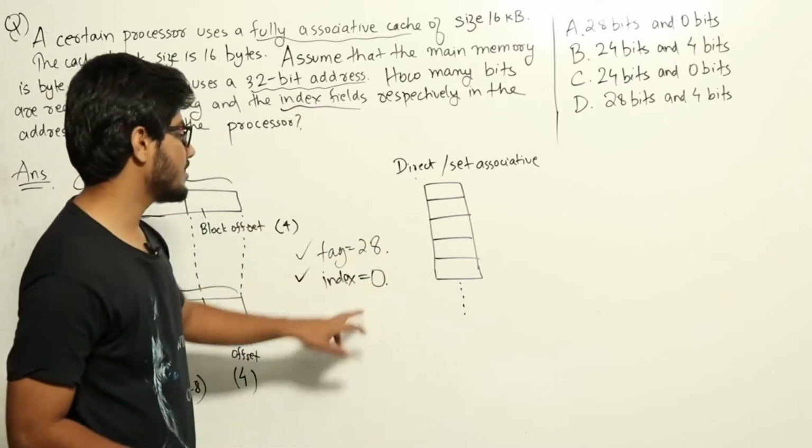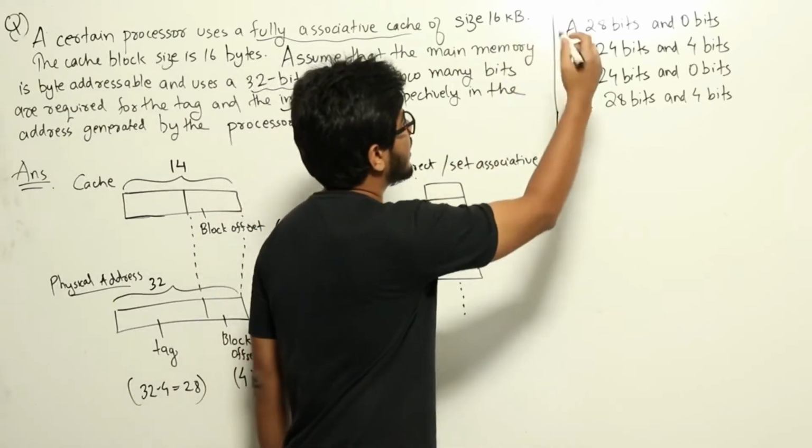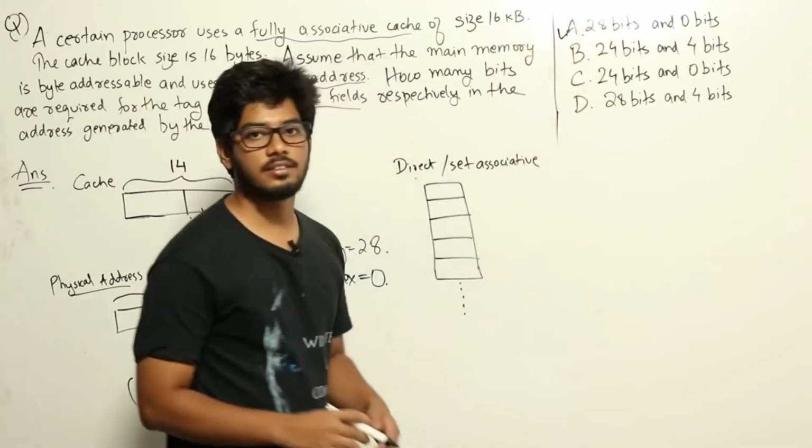The answer is 28, 0. We were given 4 options here. So looking at the options, option A is the right answer.